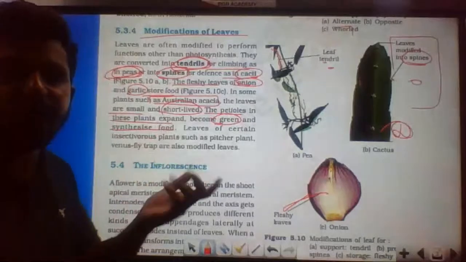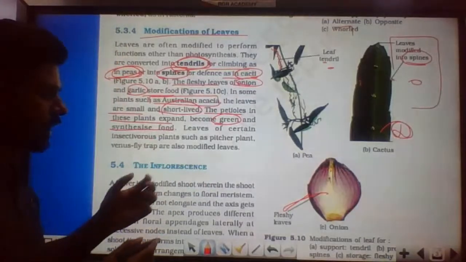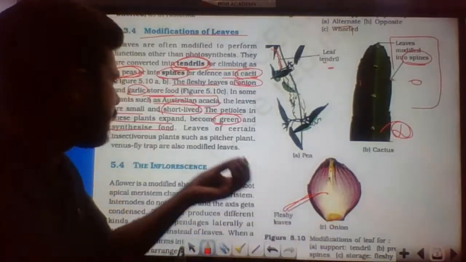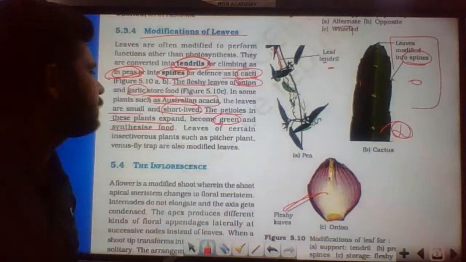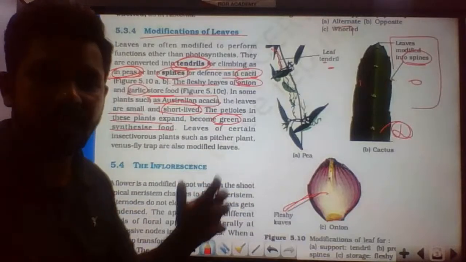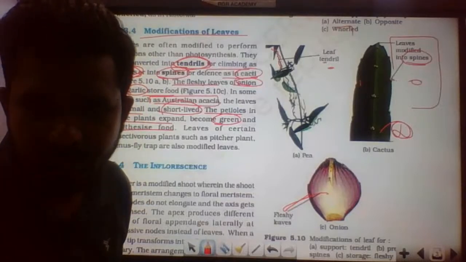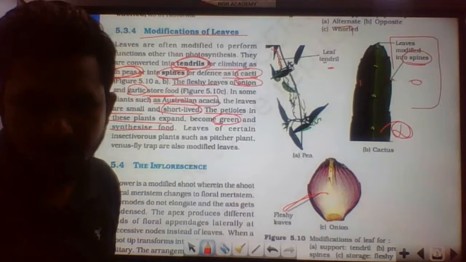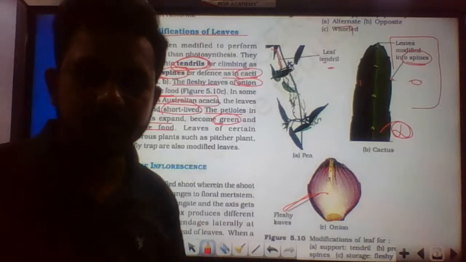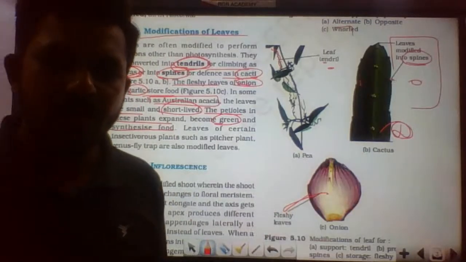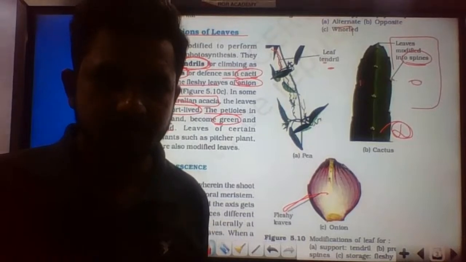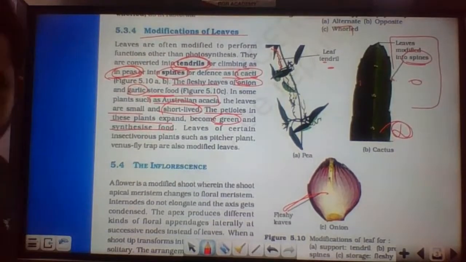This structure is called phylloid. You would have heard of this. The phylloid is what we see, and it is seen in Australian acacia. Do tendrils also perform photosynthesis? Yes, they contain chlorophyll, definitely. Okay, any other question?